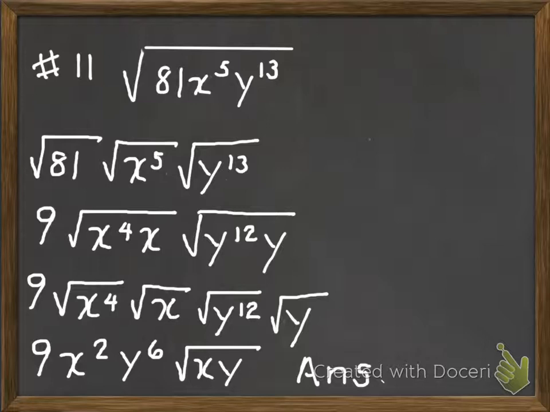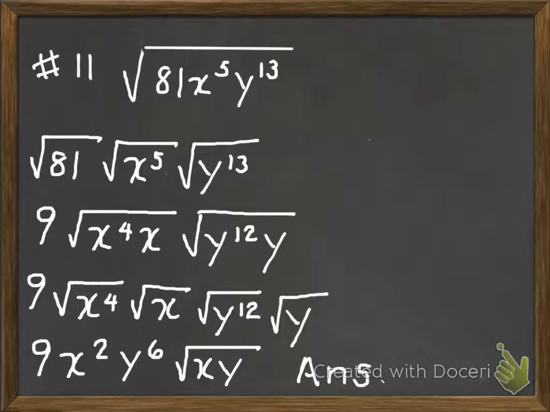So then by the product rule, we separate the radicals again. We write 9 times the square root of x to the 4th times the square root of x times the square root of y to the 12th times the square root of y. Now, to get the answer in the last line, we take the square root of the perfect squares first. So x to the 4th is a perfect square.